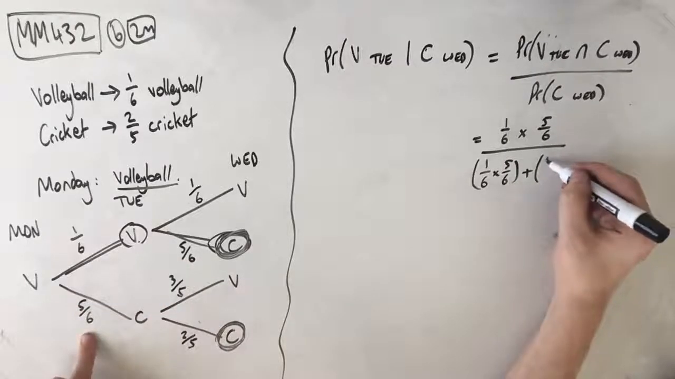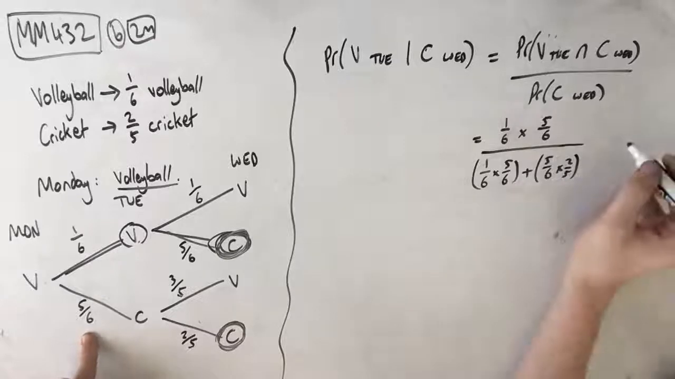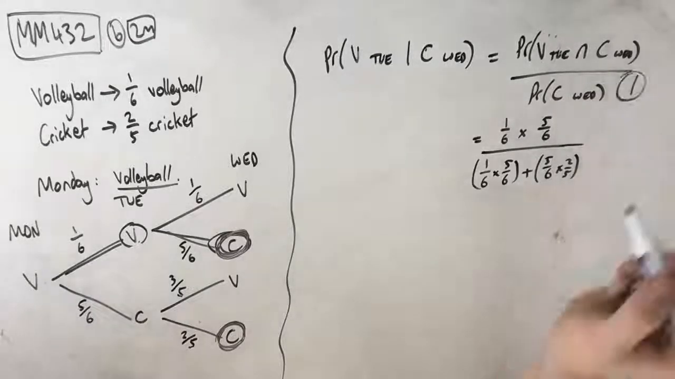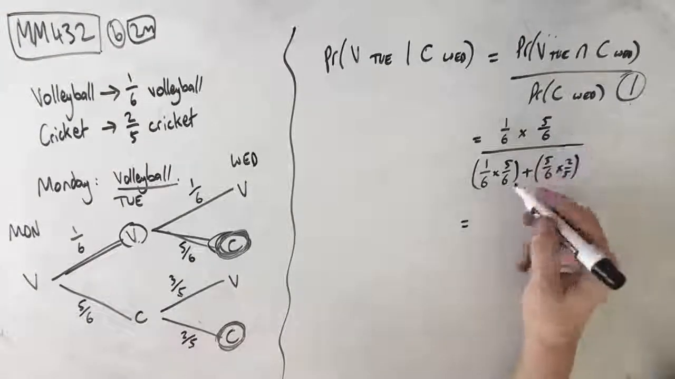So we got 1 in 6 times 5 in 6 plus 5 in 6 times 2 in 5. And this is going to be our probability. So this is our first mark up here as well. Now our second mark obviously comes from writing the correct answer, but let's just work through this.